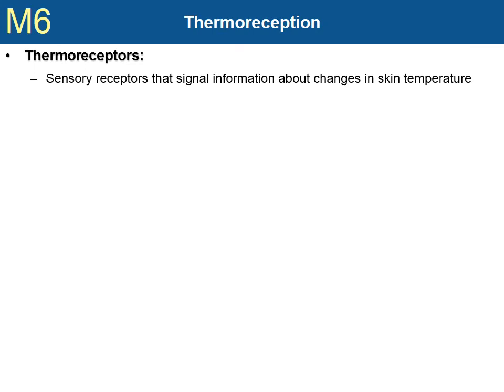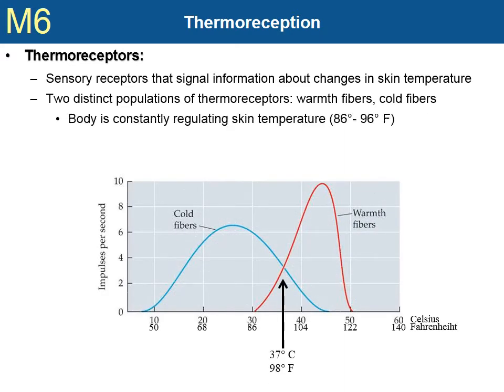Thermoreceptors are sensory receptors that respond to changes in skin temperature. There are two types of fibers, cold fibers and warmth fibers. Cold fibers fire more as the skin temperature drops to about 77 degrees Fahrenheit, which is where the firing rate peaks. Warmth fibers, on the other hand, fire more as the skin temperature increases, peaking at about 113 degrees Fahrenheit. As you can see, the point where the two curves cross corresponds to normal human body temperature.